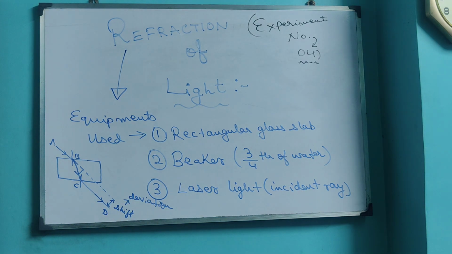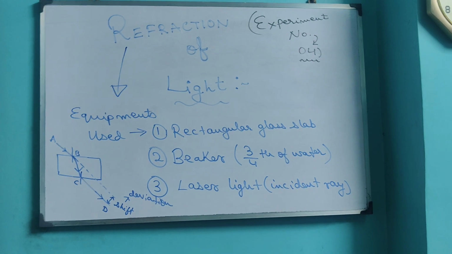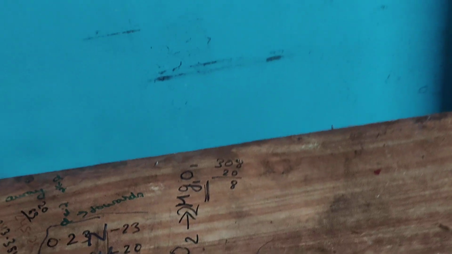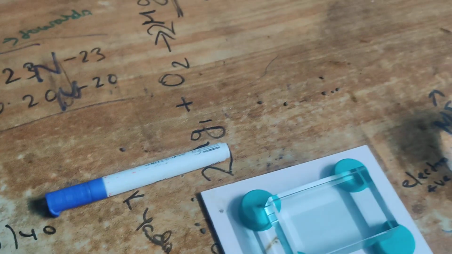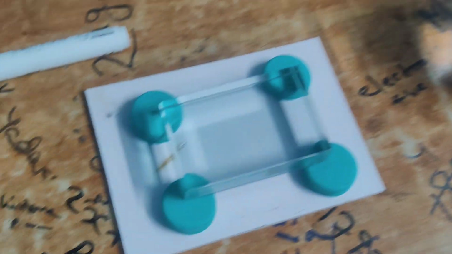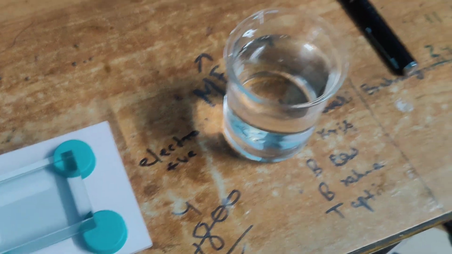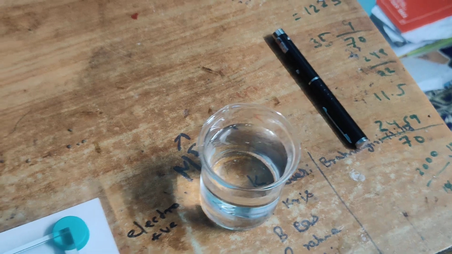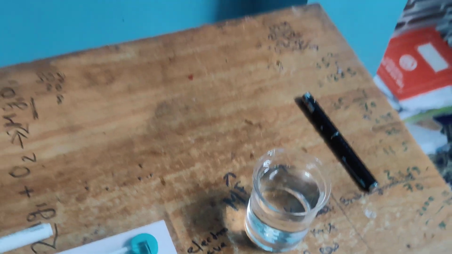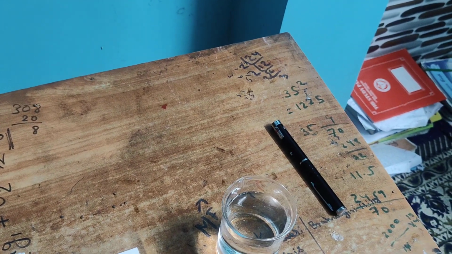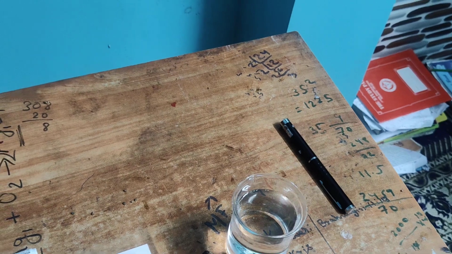Experiment number 4. You can see the equipment used: a rectangular glass slab, a beaker, and a laser light. So this is the way we are going to perform it. These are the equipment as you can see on your screen. This is the beaker, and this is the laser light. We are going to use it. So now, moving on to the experiment portion without wasting any further time.